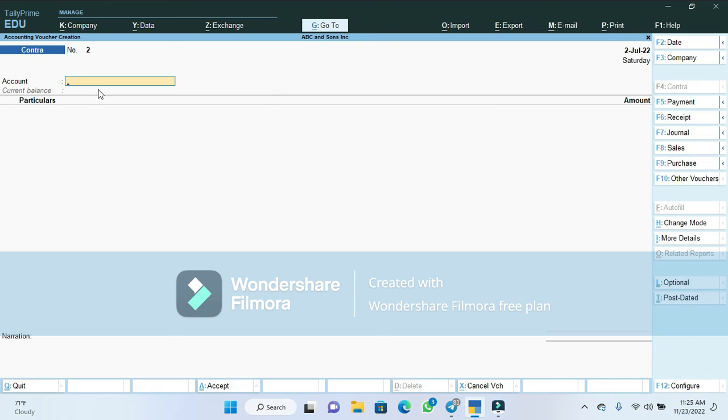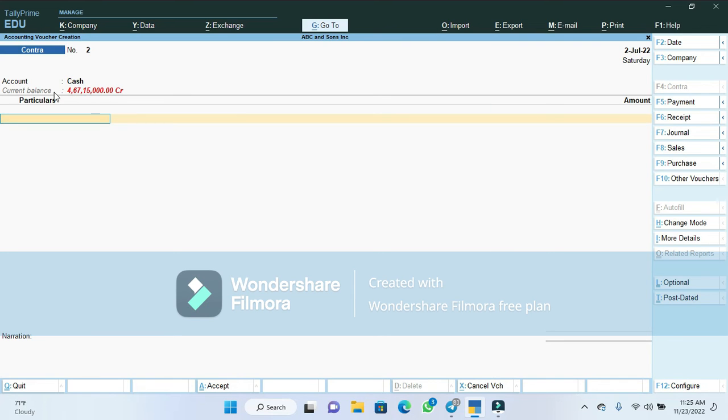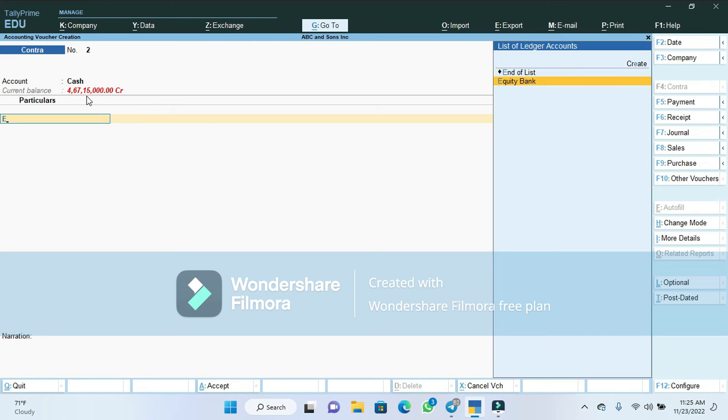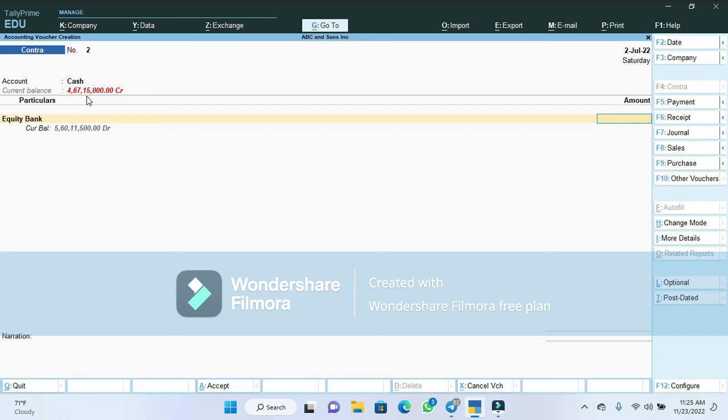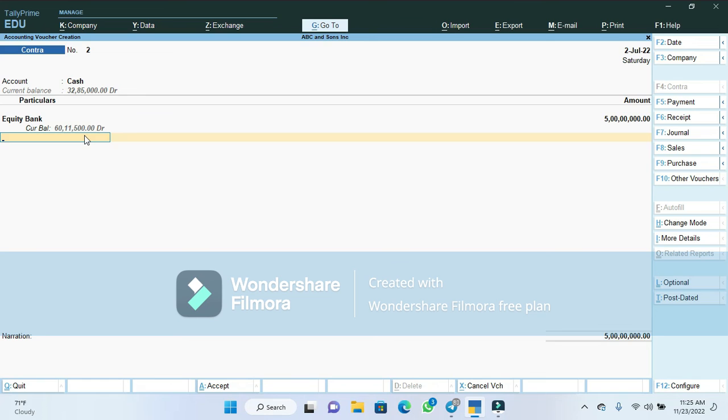Under here we are going to put the account receiving, and we've said we are sending to the cash account. We enter and you can see it showing you the current balance as 46,715,000 Ugandan shillings, and we are sending from Equity Bank. Enter. You can see that Equity Bank has 56,011,500 Ugandan shillings. So let us transfer 50 million Ugandan shillings. Enter. You can record the check details here. Enter. And that's all.